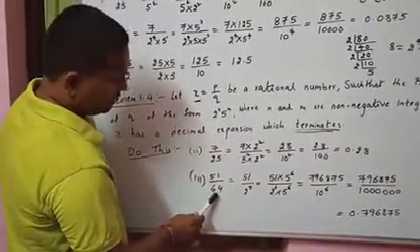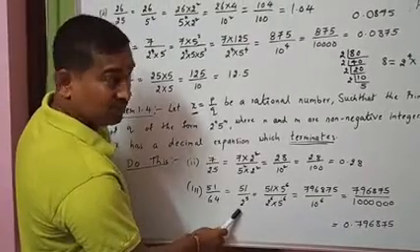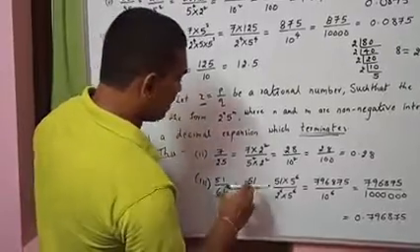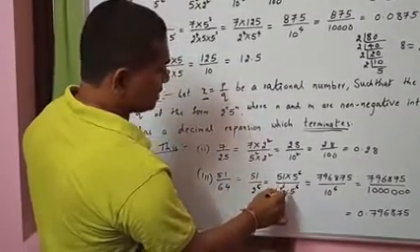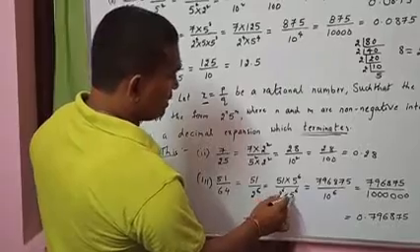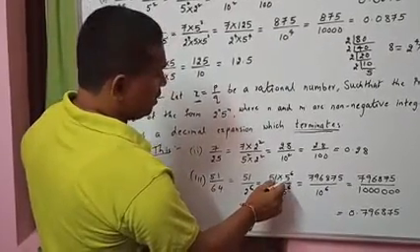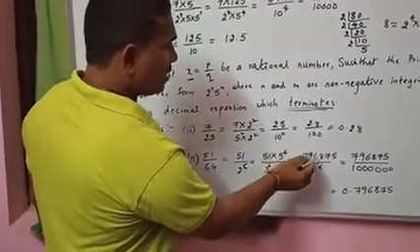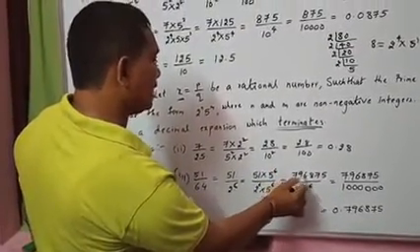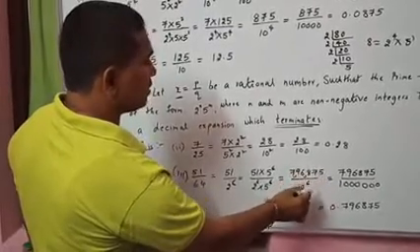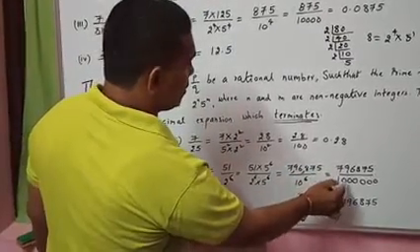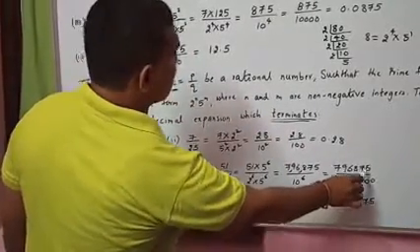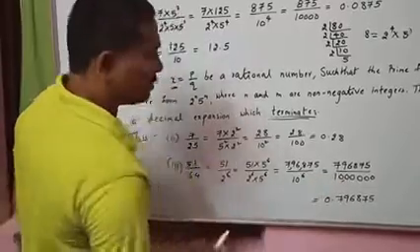Here 51 by 64. 64 can be written as 2 power 6. So multiply the numerator and denominator with 5 power 6. So 2 power 6 into 5 power 6 is 10 power 6. If you find 5 power 6, multiplying 5 six times, and then multiply with 51, you get 796,875. 10 power 6 means 10 lakhs, so here 6 zeros, that means 6 digits before the point. Here is the point.